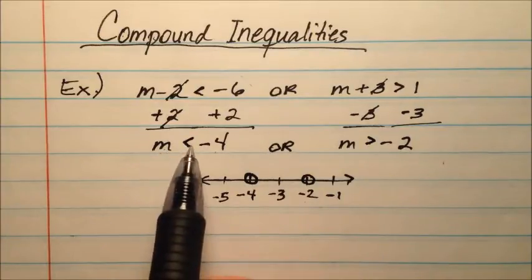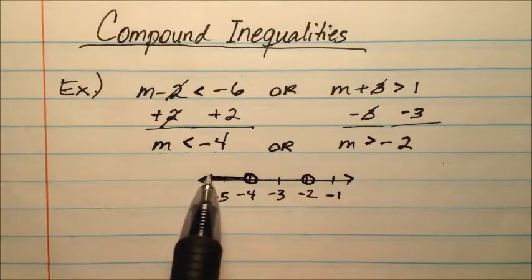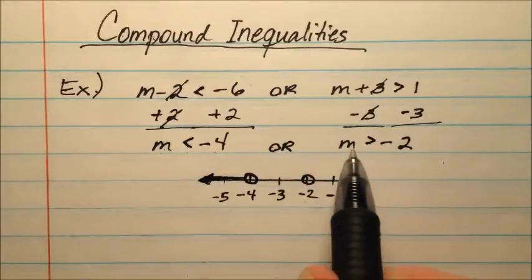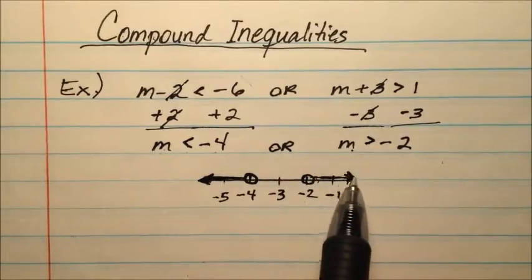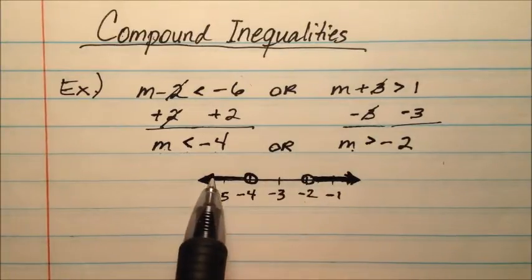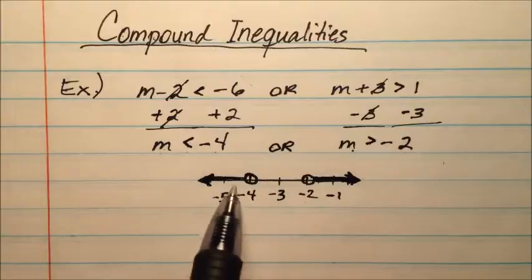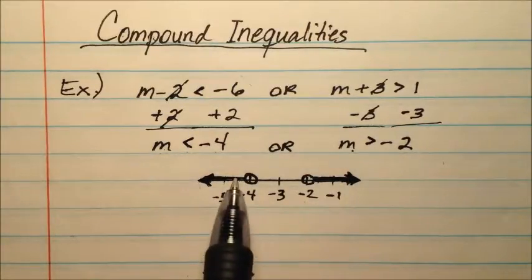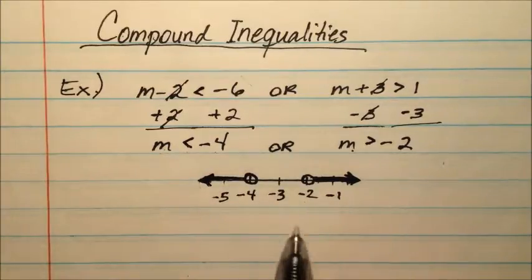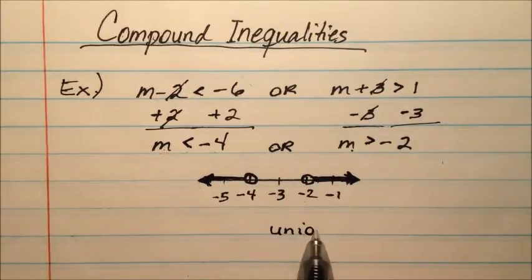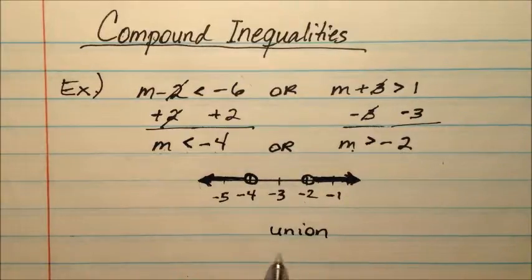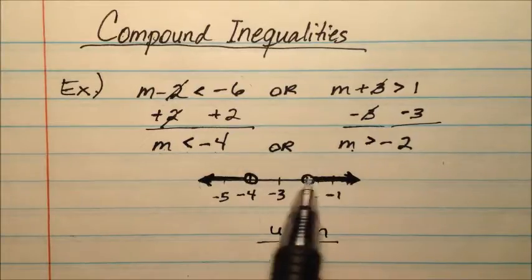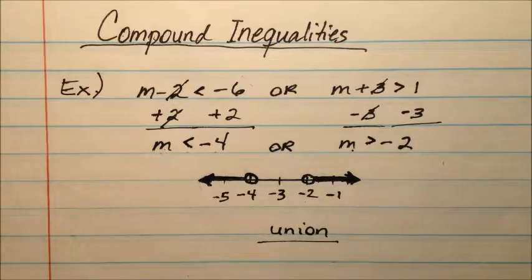The negative 4, m is less than negative 4, so less than means we're going to come down this way. And the m is greater than negative 2, greater means we're going to come off to the right this way. And this is what our compound inequality looks like when we have the whole thing graphed. Because it's this side over here, or it's this side over here, and the solution set would be both of these put together. So we call this a union because it's the graph on the left and the graph on the right. You don't need to clarify that it's a union, but it's nice to put, and you get the idea of what's going on here. So that's our first example.